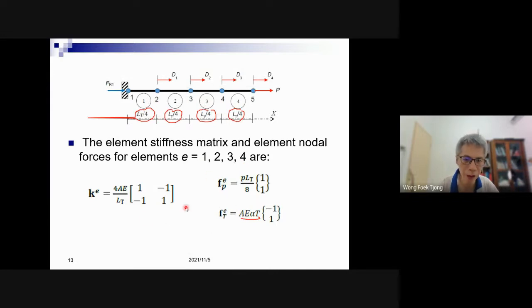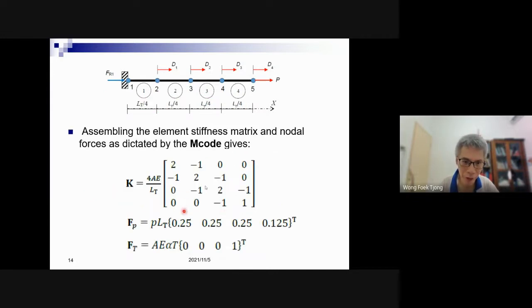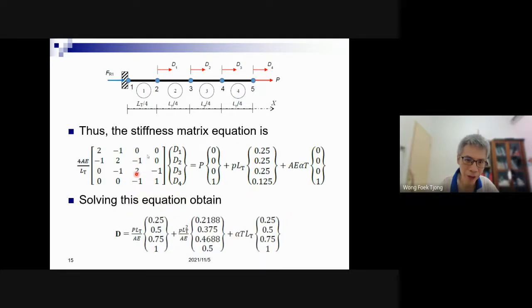So all of this we should assemble to obtain this one. So finally we have these equations. This is the stiffness matrix K. This is the capital D, the nodal force vector. This is the force F_A, right? That's because we have P here.